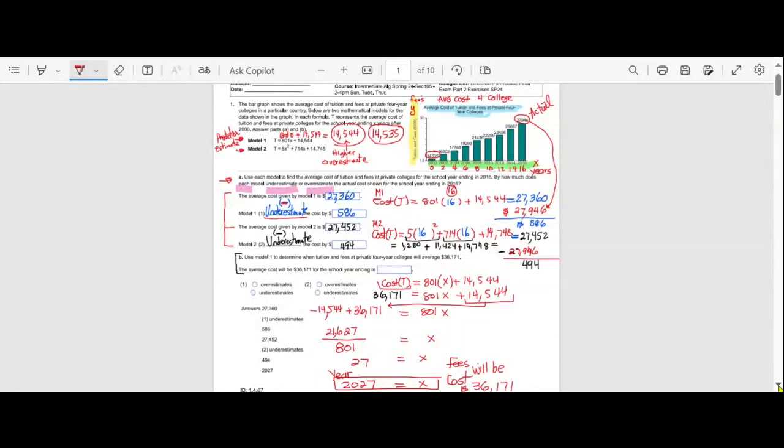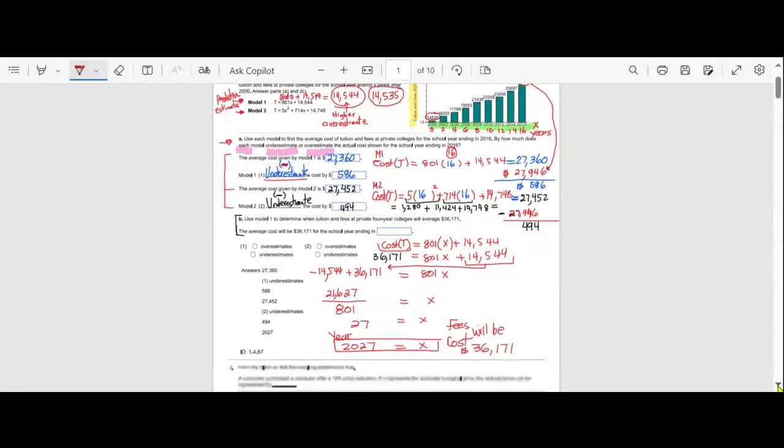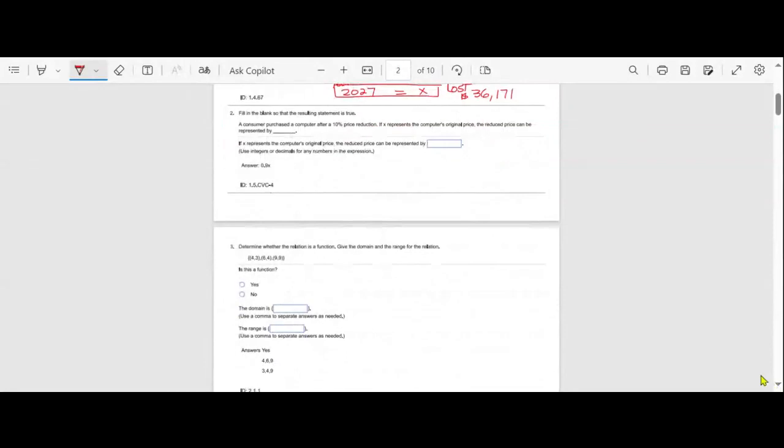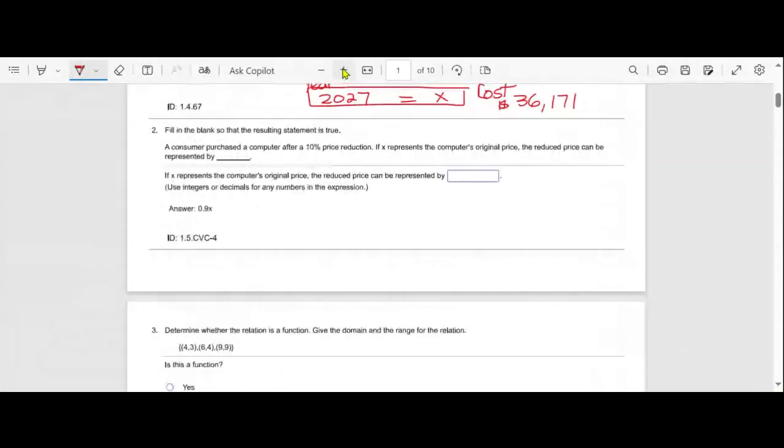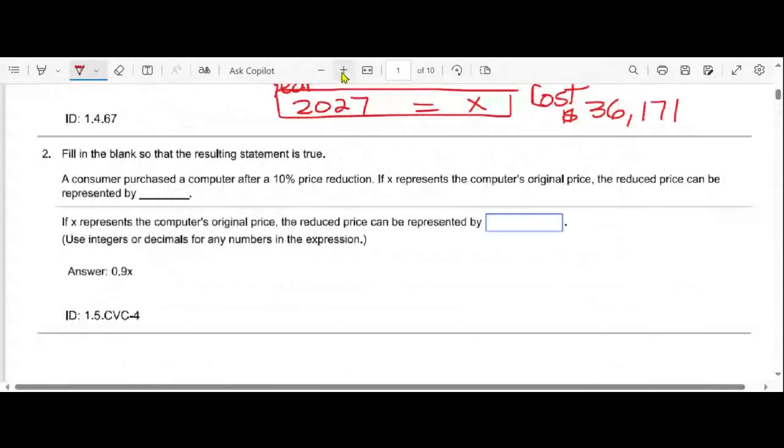I need Muhammad Al-Hamra, please read question number 2. Fill in the blank so that the resulting statement is true. A consumer purchased a computer after a 10% price reduction. If X represents the computer's original price, the reduced price can be represented by.